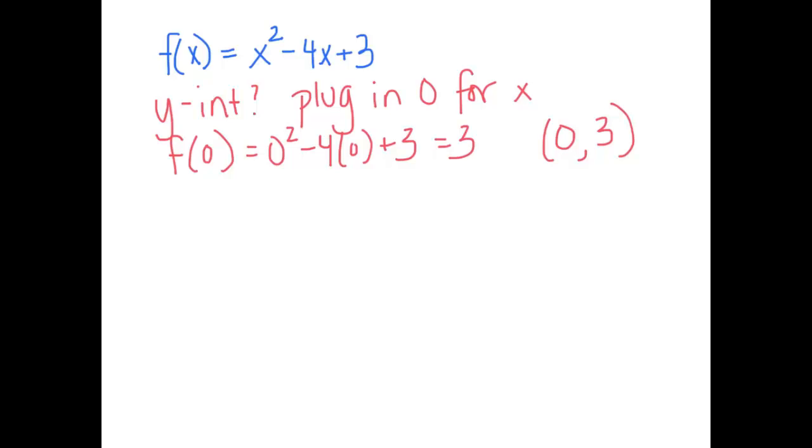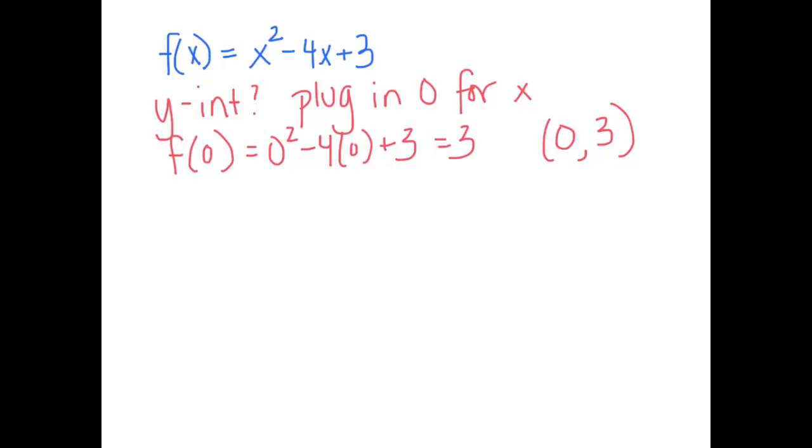We had already graphed it. But I wanted to purposely do this without looking at the graph so you could see how easy it is to find the y-intercept. These first two terms will always go away when you're plugging in 0. So you'll notice that the y-intercept is always that last term, as long as we're in standard form.